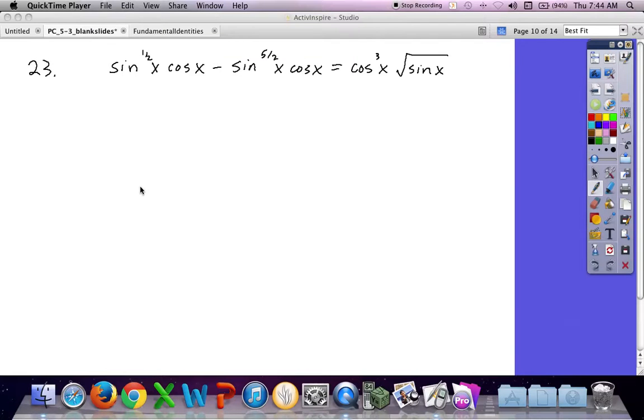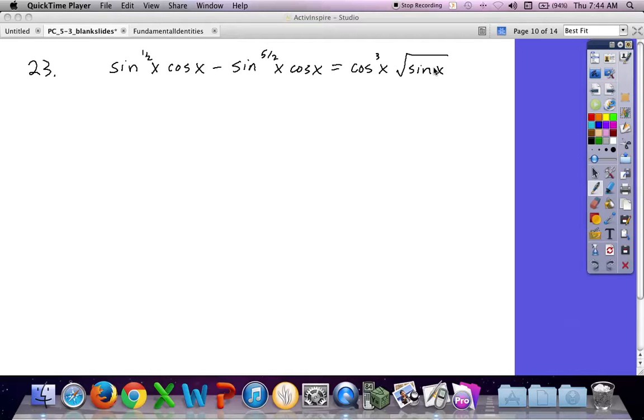Second page. And this has a lot of strange looking things in it. However, first of all, on the left, you definitely see there's a cosine x in both of these terms. So we should be able to factor that out. And another thing I'm noticing is there's these raising to 1/2 powers. We know what that means, right? Raising to the 1/2 is a square root. And I see that already on the right-hand side.